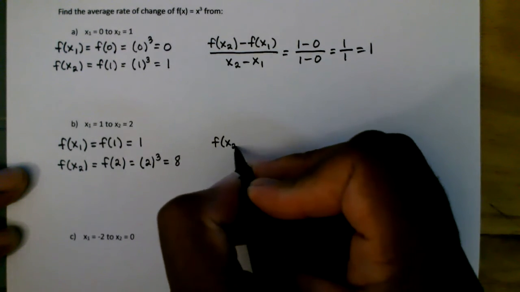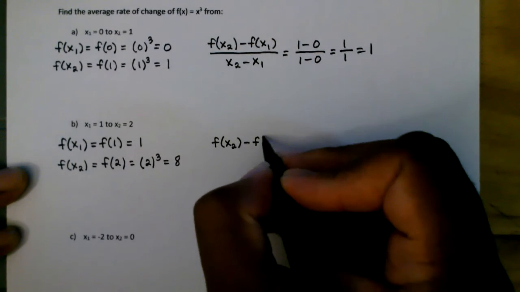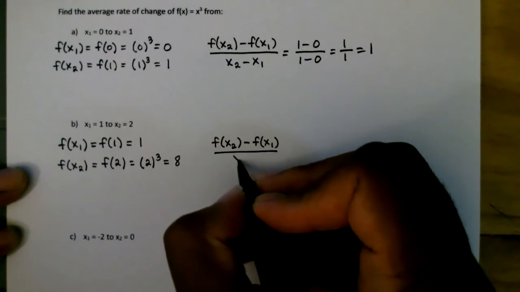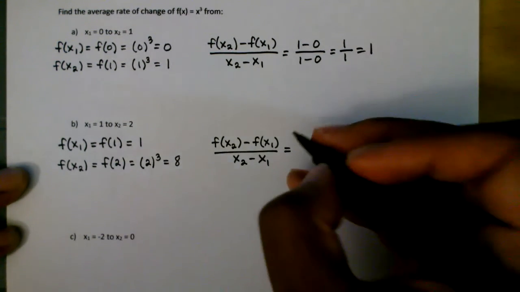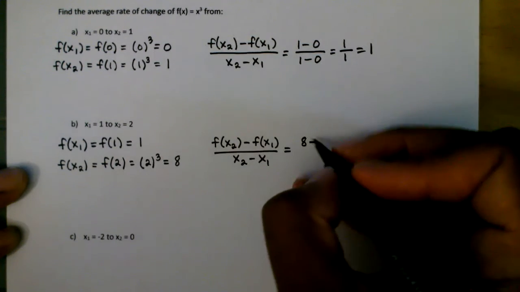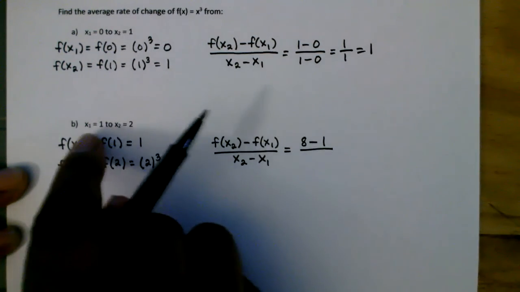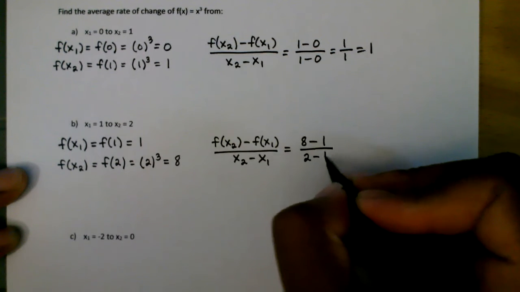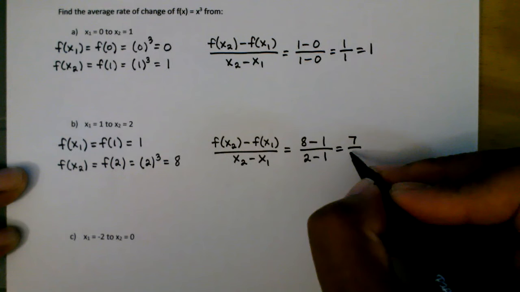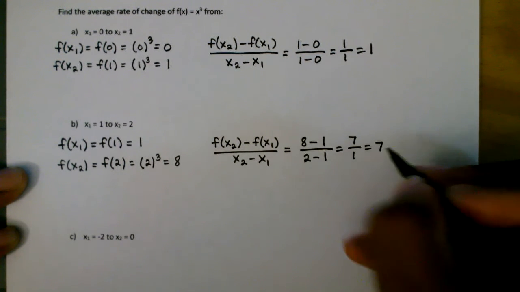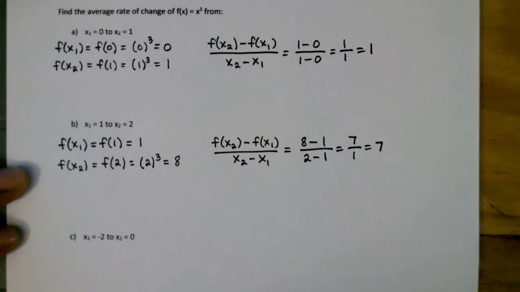And then again, use our average rate of change. All right, f of x2 is 8 minus f of x1, which would be 1, divided by x2 minus x1, 2 minus 1. 8 minus 1 is 7, divided by 2 minus 1, which is 1, and then 7 divided by 1 would be 7. So from x1 being equal to 1 to x2 equaling 2, the average rate of change for the function f of x equal to x cubed would be 7.